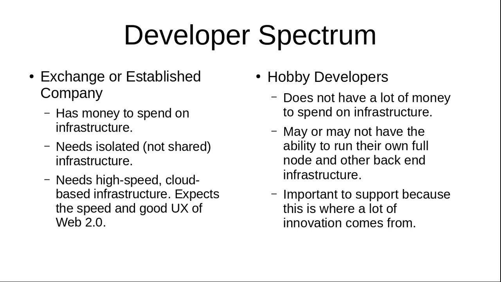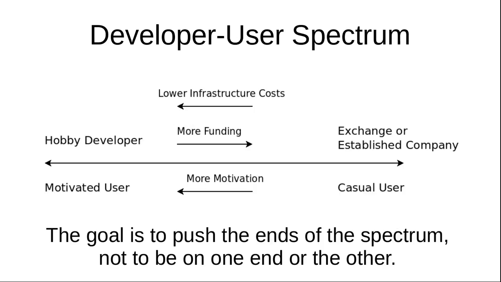But this particular category of developers is really important to support because this is where a lot of the innovation comes from. A lot of the new ideas, particularly the really impactful ones, tend to come from this type of developer. And so they're really important to support for that reason. So again, this is a spectrum. I'm talking about the two extreme ends of the spectrum, and most people are going to find themselves somewhere in the middle. This is how I like to visualize that spectrum.